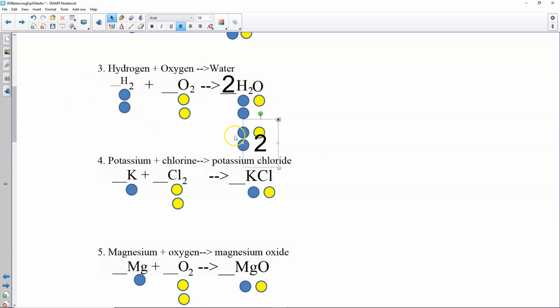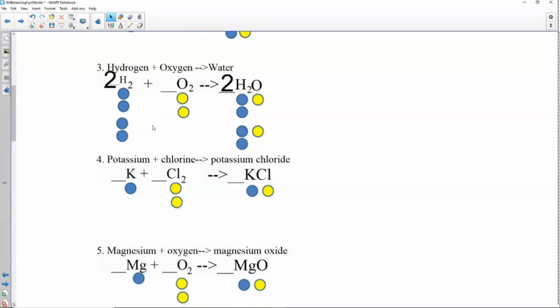So if we increase the amount of hydrogen molecules by 1 by putting a 2 in front, this means we will now have 2 lots of H2, so 4 hydrogens on this side and 4 hydrogens on that side. Don't forget to pause the video and keep on going back to your worksheet and giving it a go.